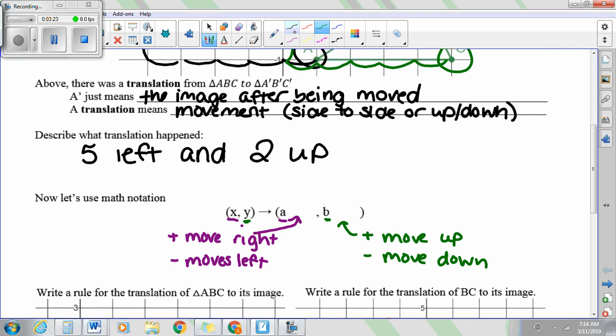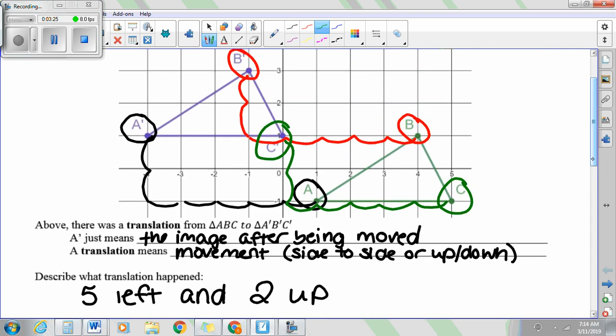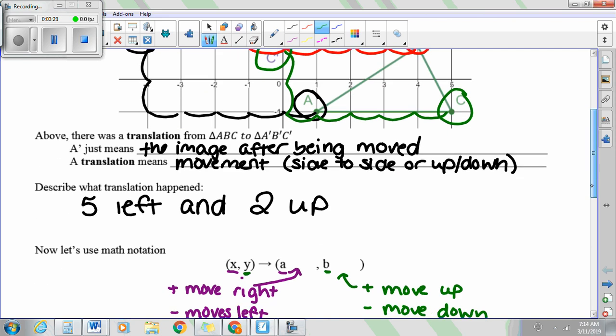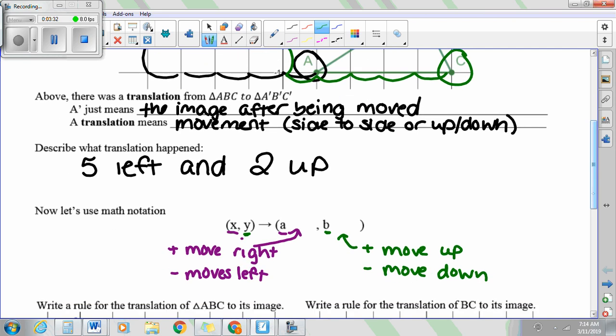So if I look at my triangles from up here, we said that this moved 5 to the left and 2 up. So if I wanted to write that in math notation, to say 5 to the left, that would be A minus 5. To say 2 up, that would be B plus 2. I could do that for any translation I see.